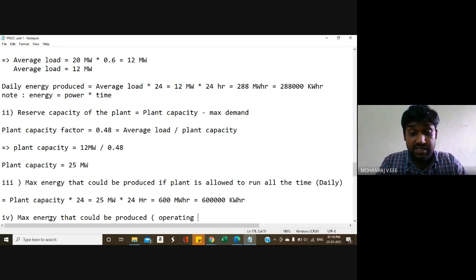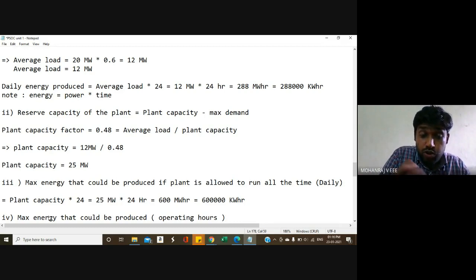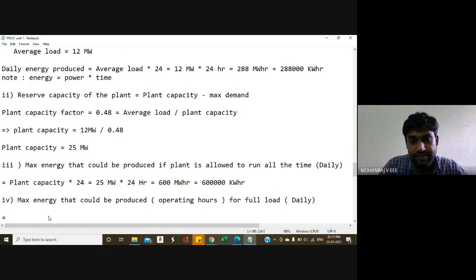During operating hours. For some hours, the plant may be switched off. Maximum energy that could be produced in the operating hours, or full load. It's loaded fully. Let's say I'm going to calculate it on a per day basis, daily. So what is that equal to?